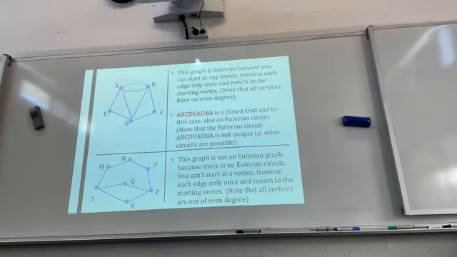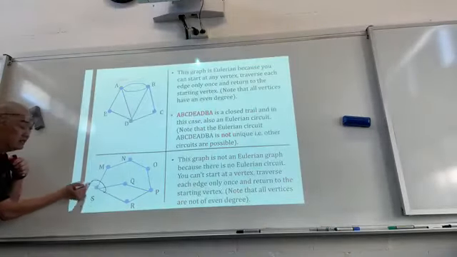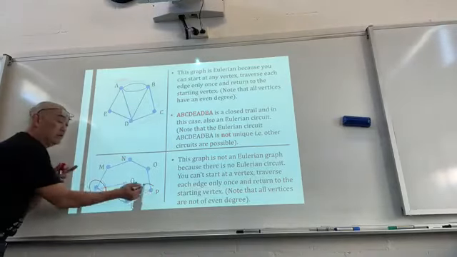Now, if you look at the second one, this graph is not an Eulerian graph because there's no Eulerian circuit. You cannot start at a vertex, traverse each edge only once, and return to the starting vertex. Alright? Now, you can also notice that here, not all vertices are of even degrees. That is odd, that is odd.